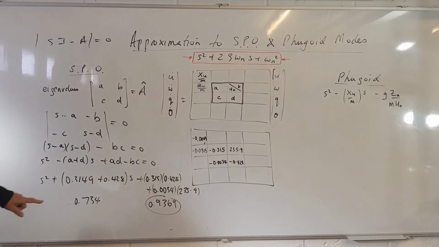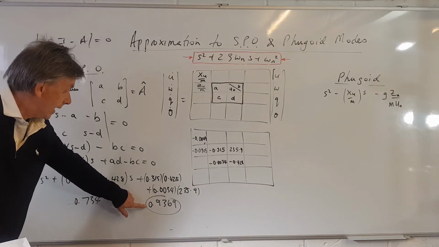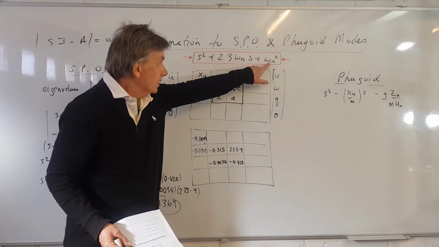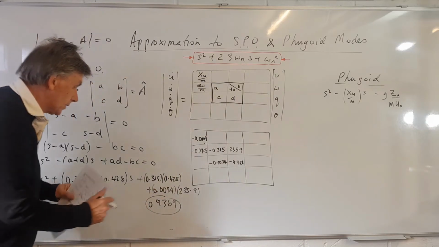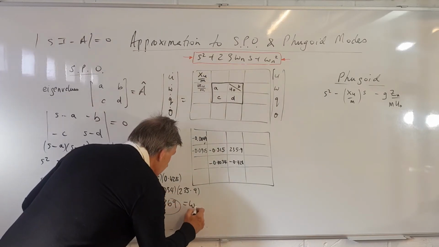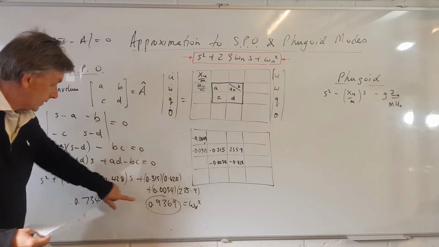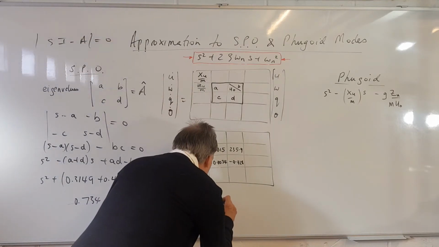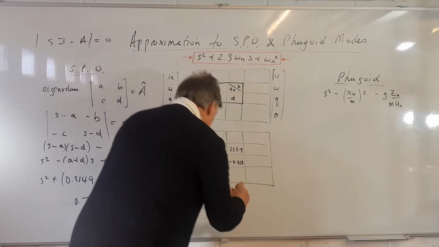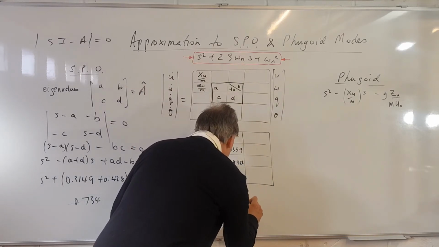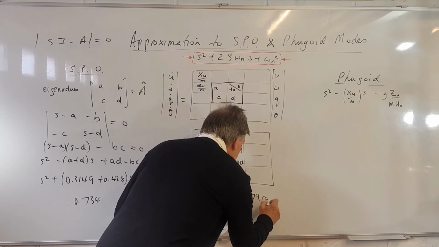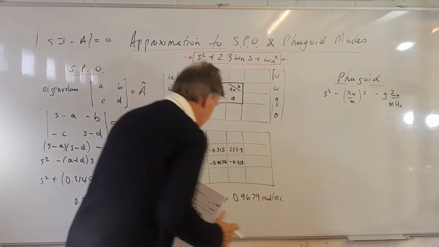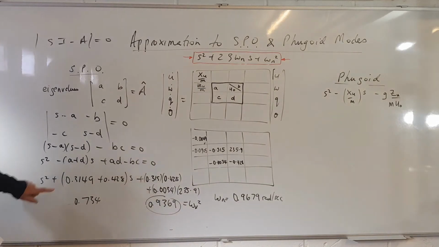So this term here now is the same as omega n squared. So if that is omega n squared, if we then take the square root of this, we'll get that omega n equals 0.9679 radians per second. And then we also have this term here is 2 zeta omega n.